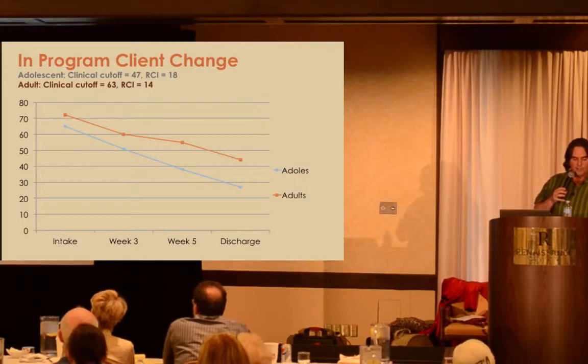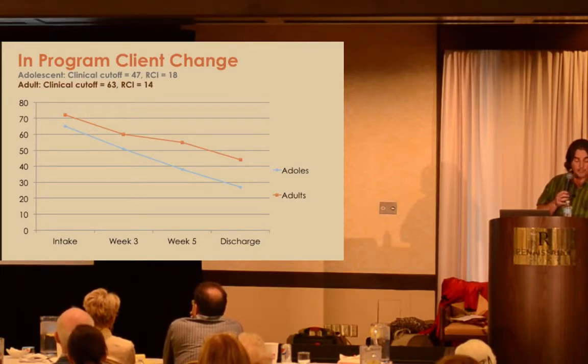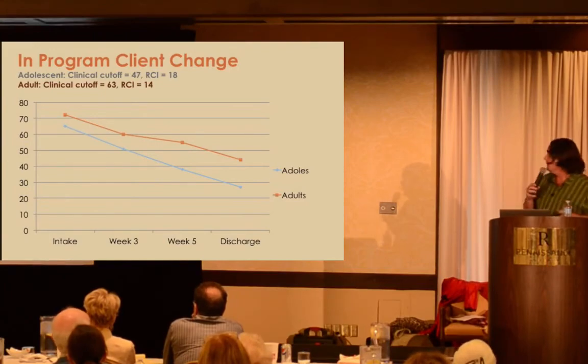So by discharge, 75% of adolescents were in that community range, okay? And actually 75% of young adults. 72% of parents saw them in that same range as well.